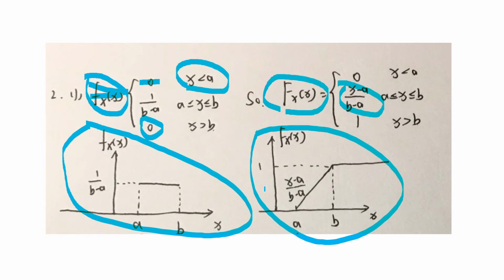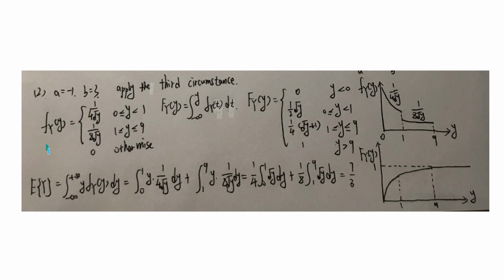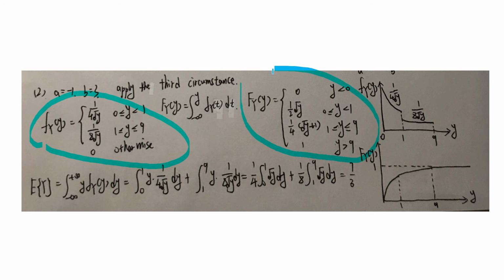So we can simply find the probability density function like this, and we just integrate this function to get the distribution function, which is like this, and we can draw the diagrams according to these two functions.